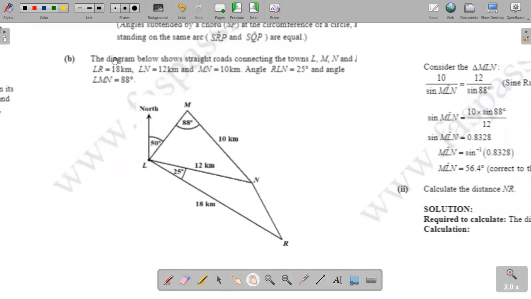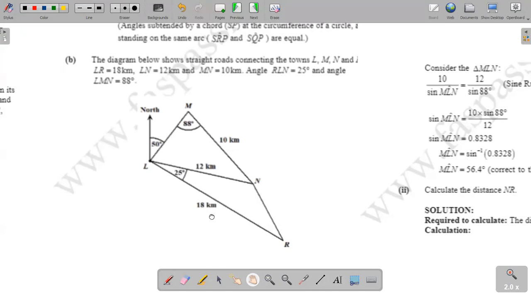So let's read the question. The diagram below shows straight roads connecting the towns L, M, N, and R. LR is 18. Let's make sure that's labeled. That's labeled correctly. Good. So that's in. LN is 12. Where's LN? LN is 12. Good. MN is 10. Always make sure that the information is in the picture. Angle RLN is 25. That's there. And angle LMN is 88. So this exam gave us all the information we need.